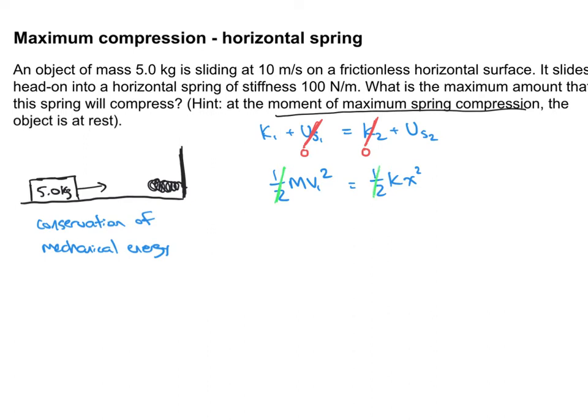And we are solving this for the maximum amount the spring will compress. So we are solving this for x. So I'm going to go ahead and isolate for x there. So I'm going to divide by k and then square root both sides. I'm going to skip the step of writing plus or minus, with the negative being inadmissible.